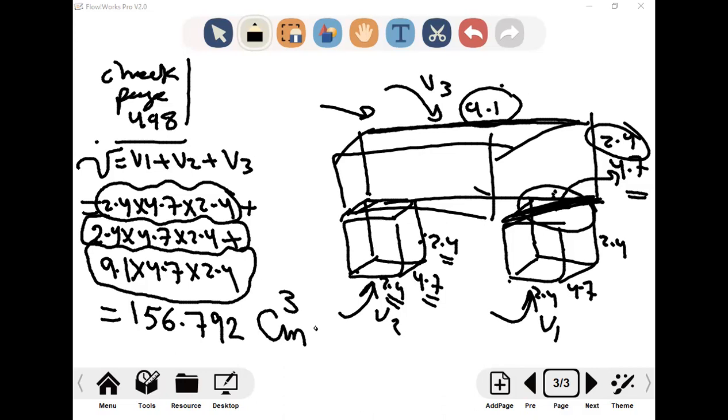Is this clear? So what we are doing here, we're applying the same formulas of the volume, but in more than one figure at the same question. That's all, okay?